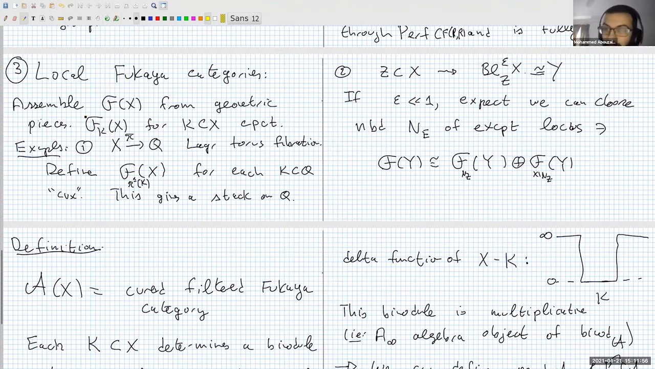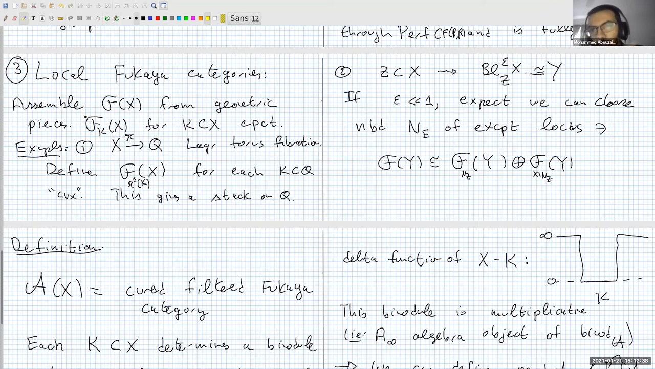You say neighborhood N, so that the Fukaya category decomposes into two pieces. The Fukaya category of Y would be supported in this neighborhood, and the other Fukaya category would be supported in the complement. Okay? And this is really some kind of actual decomposition, not a semi-orthogonal decomposition. Okay. And this is something that one can prove, and I believe we'll be able to prove it as part of our general machinery. And this is related to work of Woodward and his collaborators.